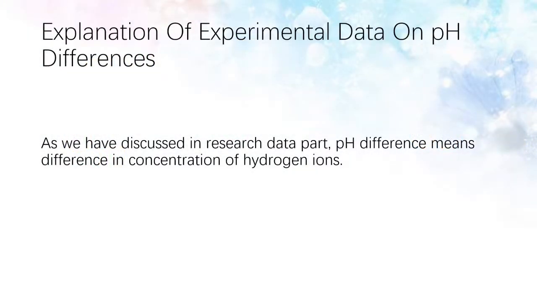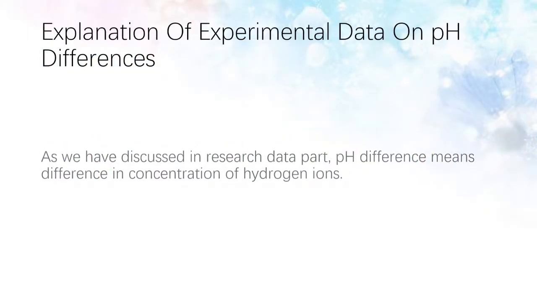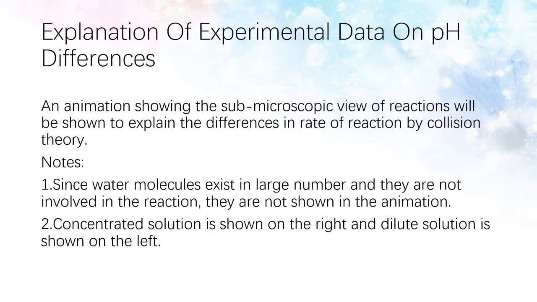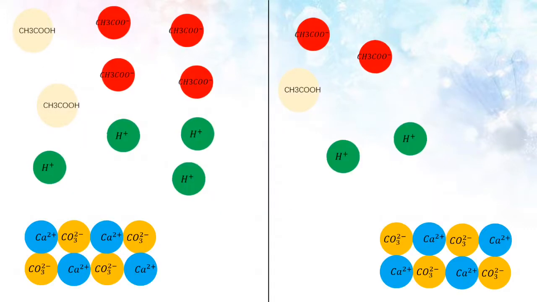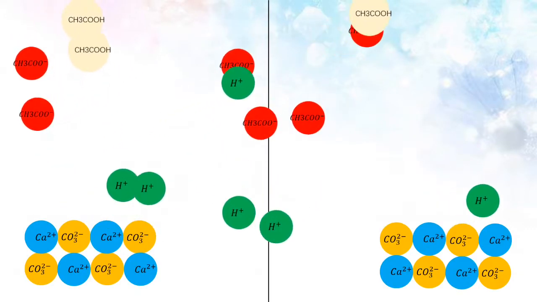As we have discussed in the research data part, pH difference means difference in concentration of hydrogen ions. An animation showing the submicroscopic view of reactions will be shown to explain the differences in rate of reaction by collision theory. Note: since water molecules exist in large number and are not involved in the reaction, they are not shown in the animation. Concentrated solution is shown on the right and dilute solution is shown on the left.